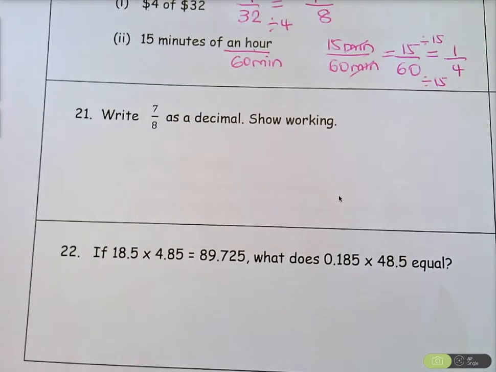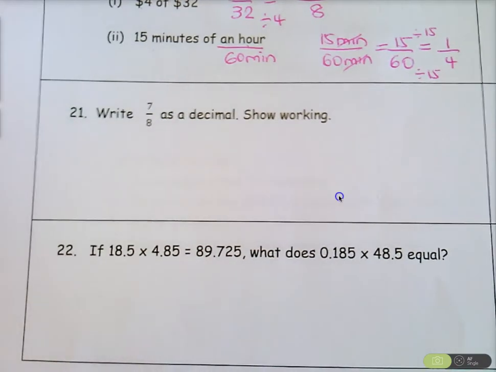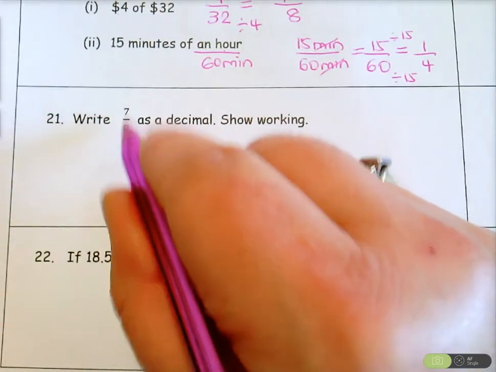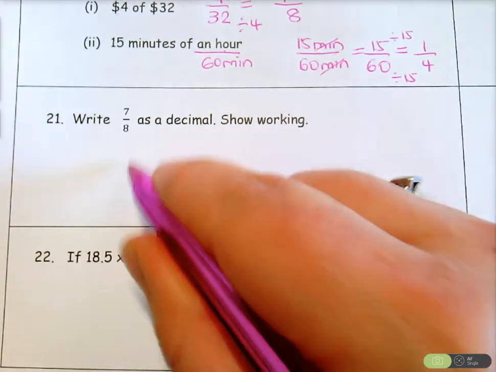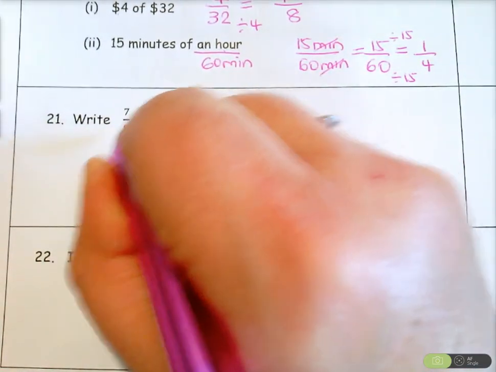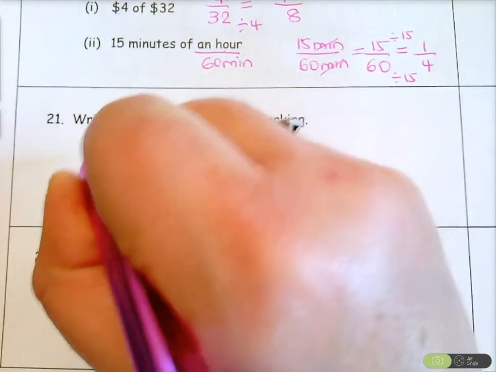Now, just for the last 2 questions here. This question here, write 7/8 as a decimal. This is clearly less than 1 whole. This means you do 7 divided by 8, or how many times does 8 go into 7?